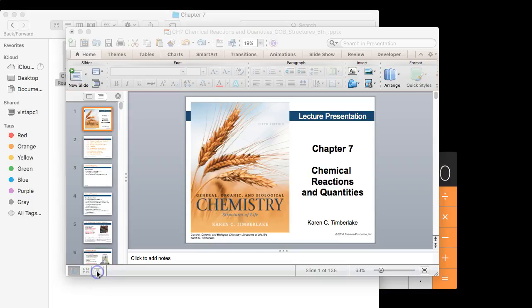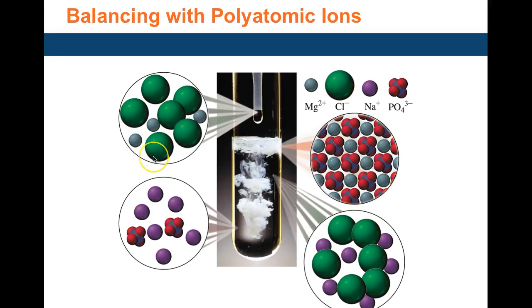Right, continuing where we had left off, we were talking about balancing equations which have polyatomic ions, so reactants and products which have polyatomic ions, and the importance of keeping that polyatomic ion intact while doing the balancing. All right, don't split it up into its individual atoms. Okay.